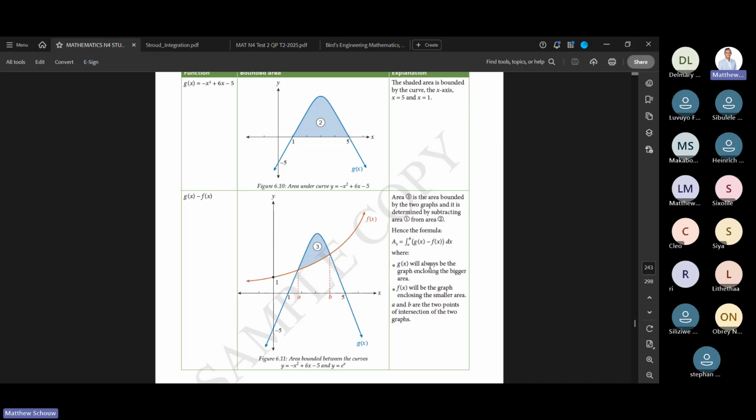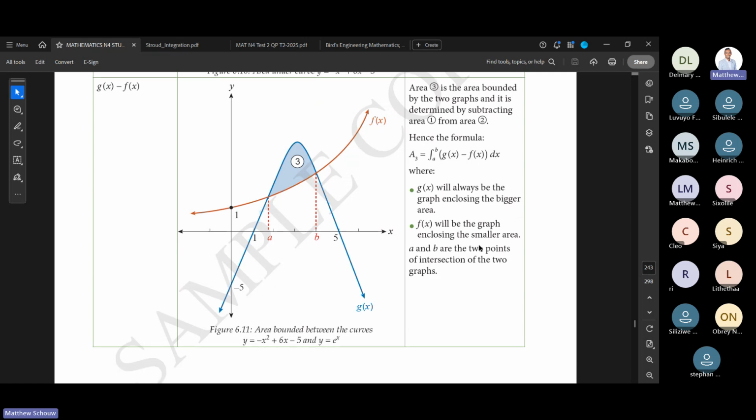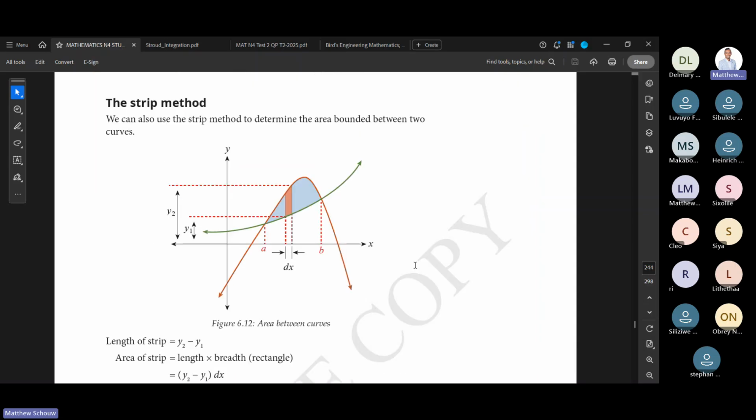They are articulated here. They'll say g of x will always be the graph enclosing the bigger area, and f of x will be the graph enclosing the smaller area. So what is key when you're doing your integral sign over here is that it's always the integration from a to b, which are the two limits at the intersection, of g of x minus f of x. Very, very important.